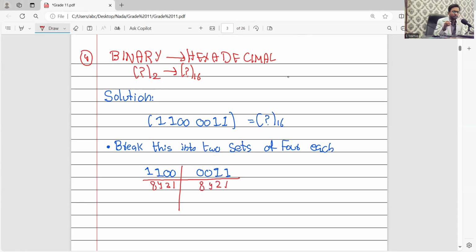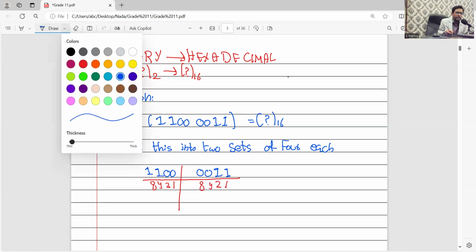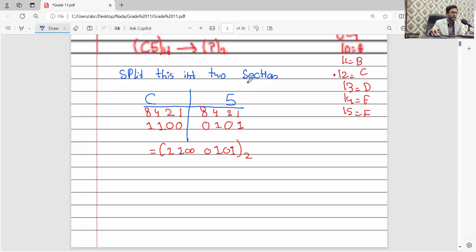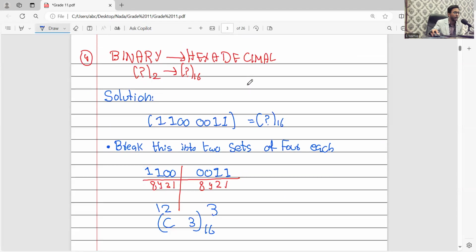Now I'm going to add only those numbers that are considered as 1, right? Because 1 means on. So I should be adding 8 and 4 here. So this is going to be 12, 8, 9, 10, 11, 12. And right here 2 and 1. 2 plus 1 makes it 3. So the answer is C, 3, right? Because 12 is considered as C in hexadecimal. So this is how you can convert a binary into hexadecimal and hexadecimal into binary.